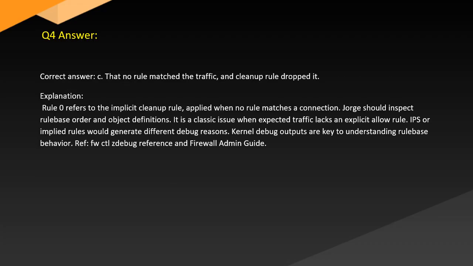Answer. Correct answer: C. That no rule matched the traffic and the cleanup rule dropped it. Explanation. Rule 0 refers to the implicit cleanup rule applied when no rule matches a connection. Hoi should inspect rule base order and object definitions. It is a classic issue when expected traffic lacks an explicit allow rule. IPS or implied rules would generate different debug reasons. Kernel debug outputs are key to understanding rule-based behavior. Reference: Firewall Administration Guide.